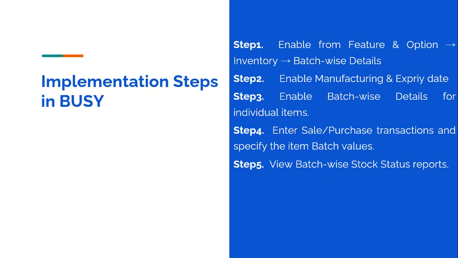Fifth step, we have many batch-wise stock reports, varieties of stock reports with batch-wise, like aging report, batch-wise closing stock, batch-wise opening stock. So we will see one by one practically in Busy. Later on, we will go through the screenshots of the steps in this presentation.